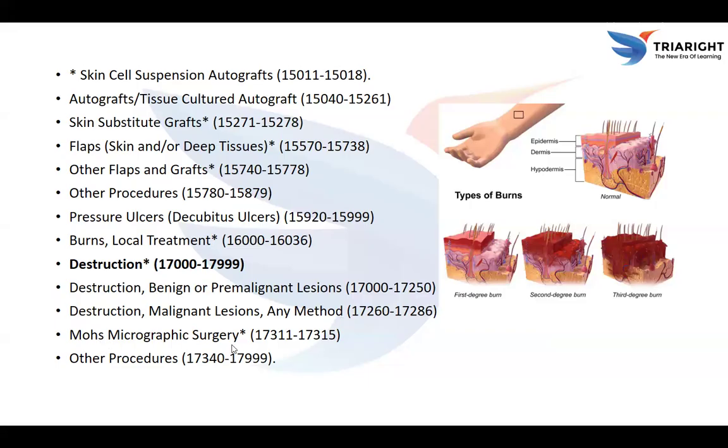Mohs micrographic surgery. A precise skin cancer surgery which is done layer by layer, tissue by tissue, checking each layer under the microscope. This is used for face, nose, ears and recurrent cancers. Why is it special? Because it involves maximum cancer removal and minimal normal tissue loss.